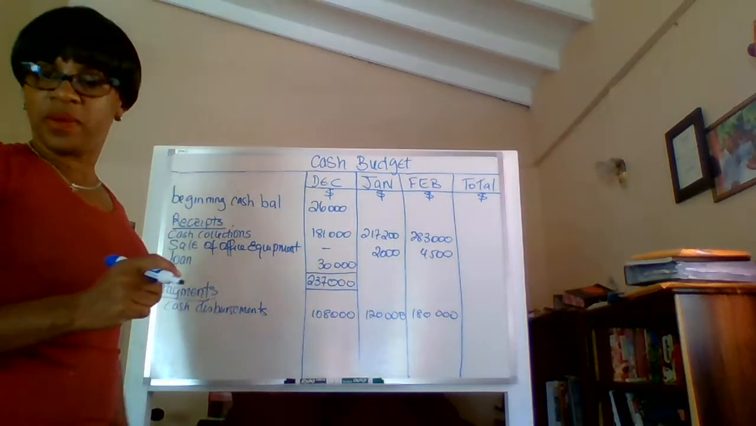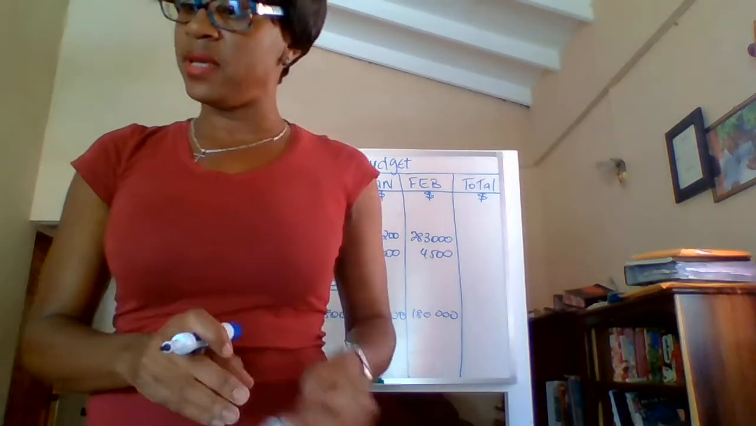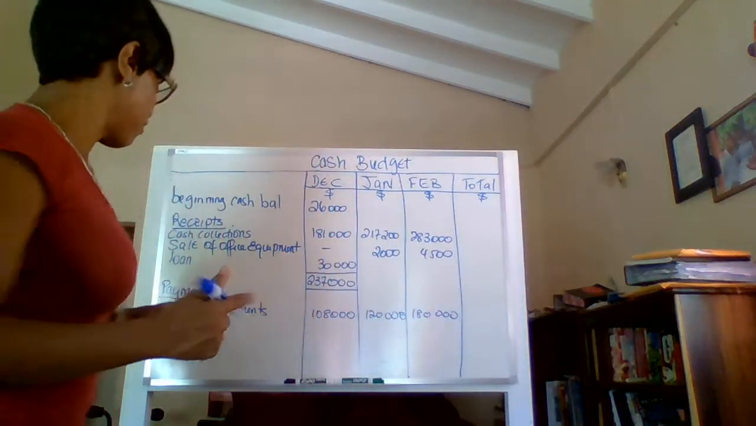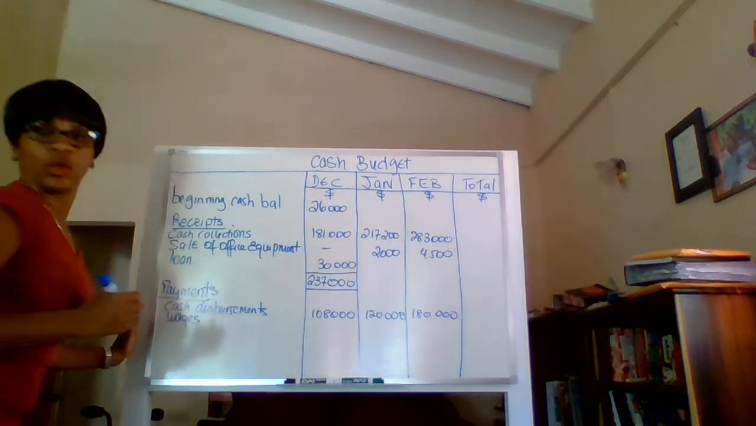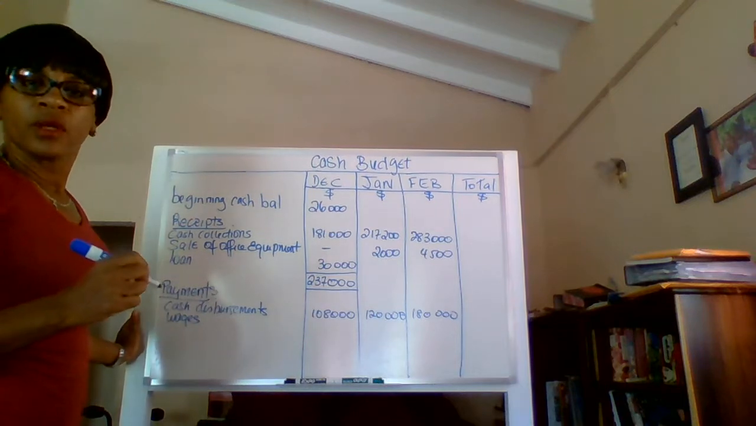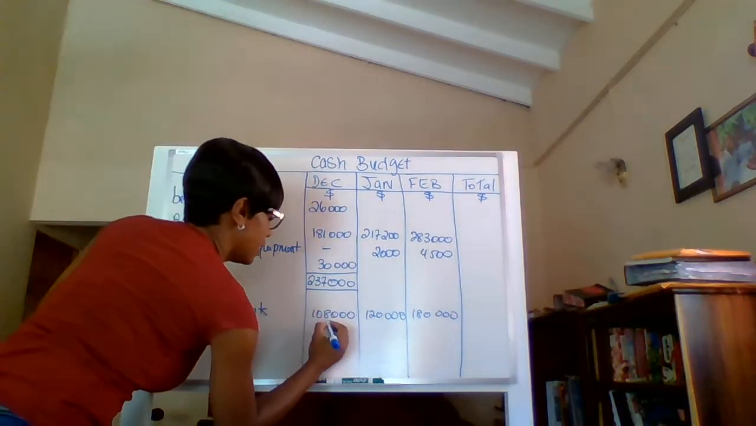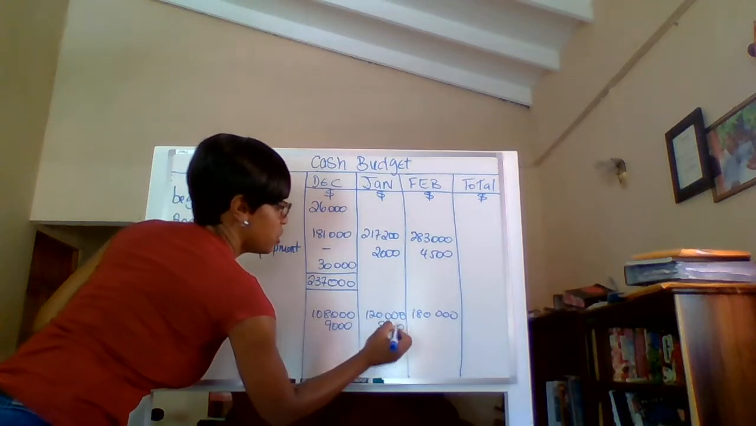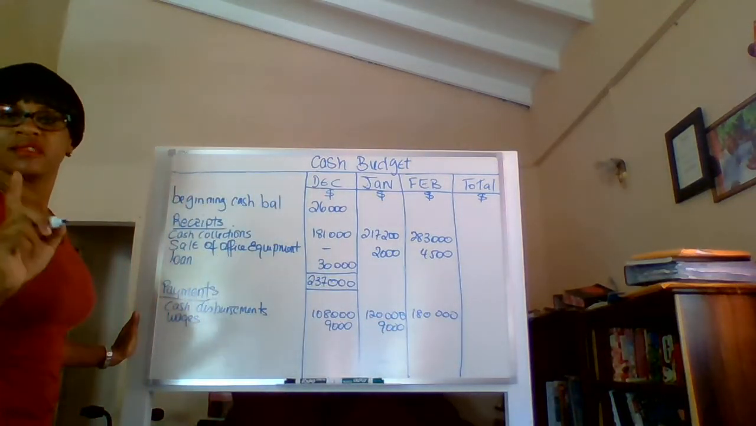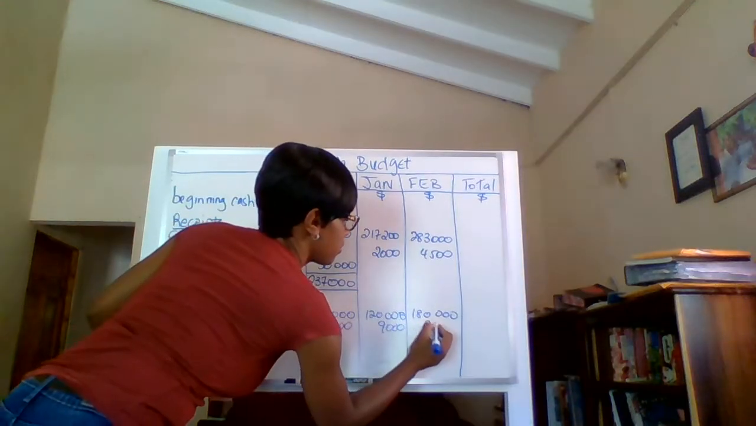What else is there to pay? We have several other payments. We have wages. Wages is an expense. So in December, we see ourselves paying 9,000, 9,000 in January, and 8,000 in February.